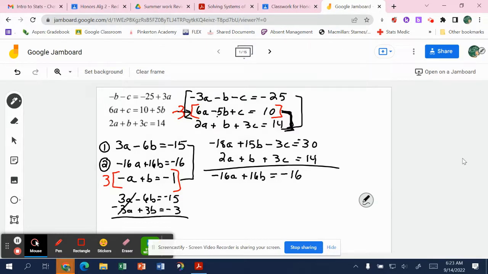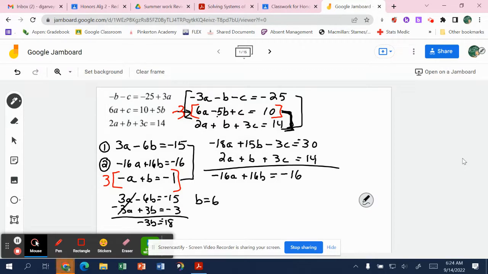When I add those 2, the a's go out. I'm going to have negative 3b equals negative 18. So I can now see that b equals positive 6. Negative 18 divided by negative 3 is positive 6.